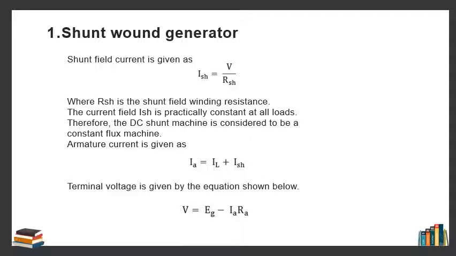Armature current is given by the equation IA equals IL plus ISH, where IA is called the armature current, IL is called the load current, and ISH is called the shunt current or shunt winding current. The terminal voltage is given by the equation V equals Eg minus Ia into Ra, where V is the terminal voltage, Eg is the generated voltage, and Ia and Ra are the armature current and armature resistance.